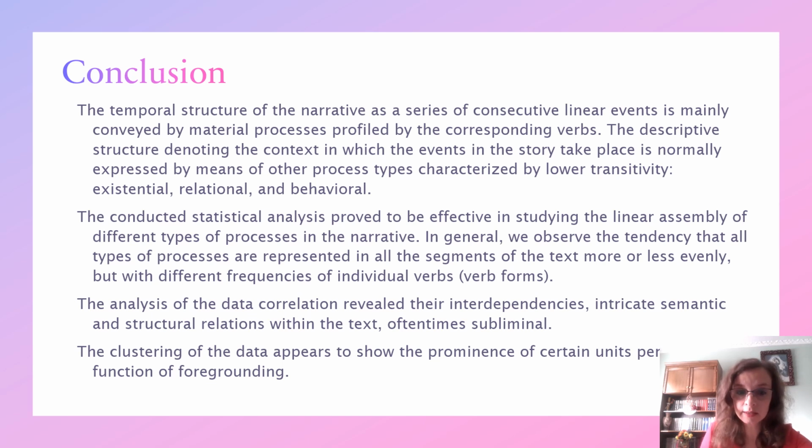The conducted statistical analysis proved to be effective in terms of studying the linear assembly of the different types of processes in the narrative. In general, we observe the tendency that all processes are represented evenly throughout the body of the text, but with different frequencies of individual verb forms. The analysis of the data correlation revealed their interdependencies, intricate semantic and structural relations within the text, often subliminal, and the clustering of the data appears to show the prominence of certain units performing the function of foregrounding.